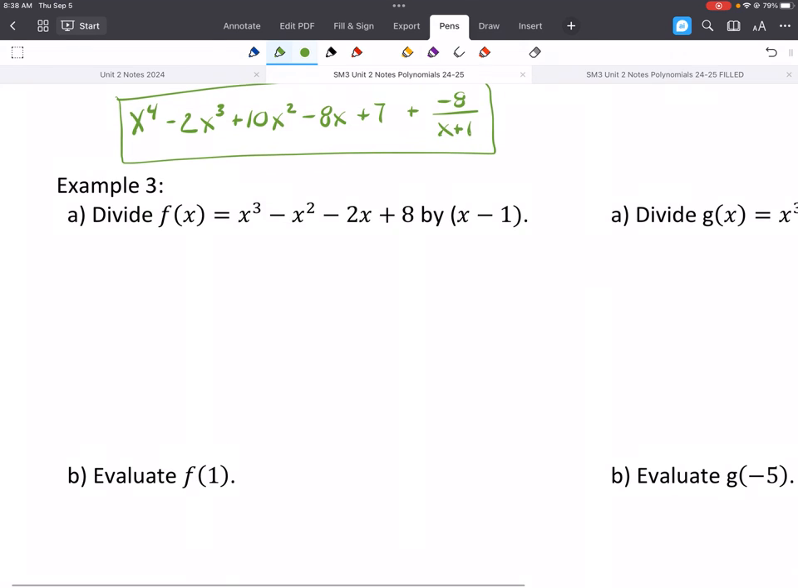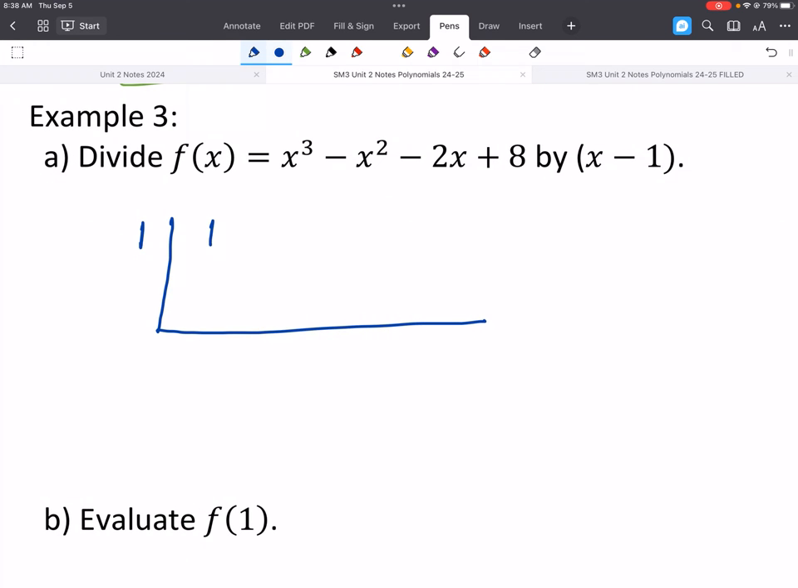Again, you could do synthetic division here because we're dividing by a monic linear factor. Our zero would be 1, which is really nice because we're just multiplying by 1. Our coefficients are 1, -1, -2, and 8. So we bring down the 1, and then we multiply, add, multiply, add, multiply, add.